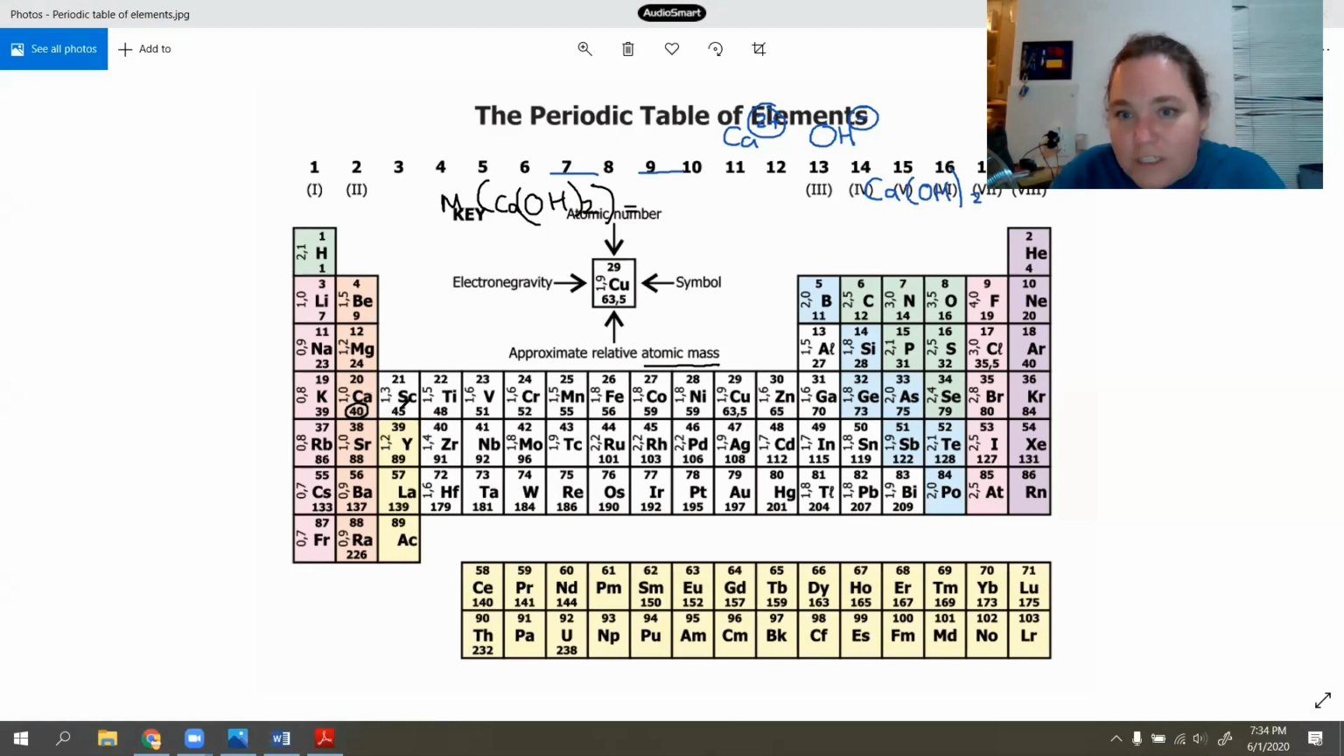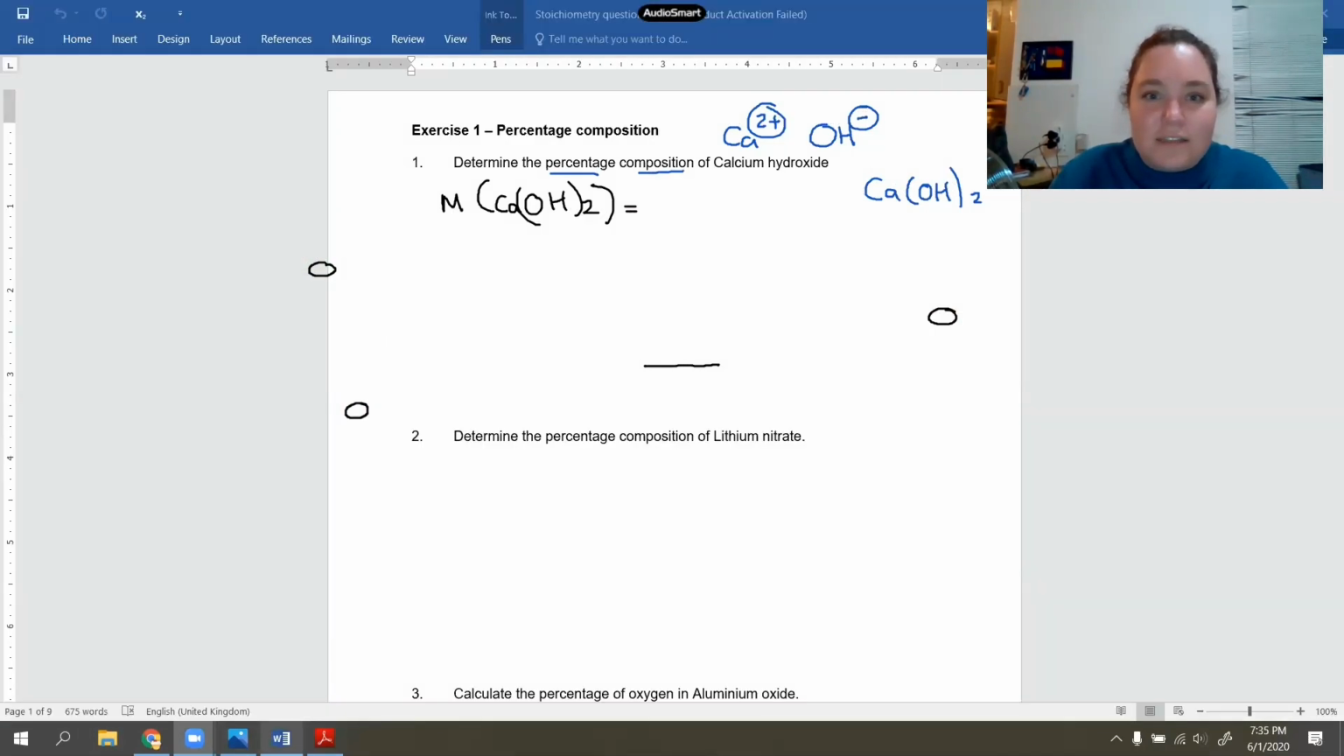So calcium's 40, oxygen is 16, and hydrogen is 1. Okay, that is where we get all of the masses from. You will be given a periodic table in your matric exam. You do not need to memorize these, and at any other exam, you do not need to memorize these. Okay, so you don't have to go and memorize them to make sure that they're still stuck somewhere in your head. All right, let me just erase those now because I was quickly trying to get them.